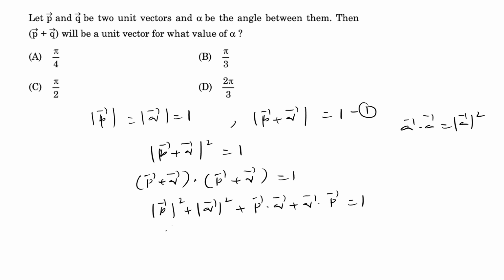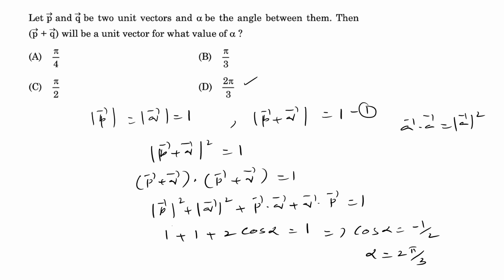We are given this is 1, this is also 1. This is 2 times P dot Q. P dot Q is PQ cos theta. P is 1, Q is 1. Let alpha be the angle between them. 2 cos alpha is equal to 1. We will get cos alpha is equal to minus 1 by 2. That means alpha is going to be pi minus pi by 3, 2 pi by 3. Cos 120 is equal to minus half. Therefore, the angle between the two vectors P and Q is 2 pi by 3.